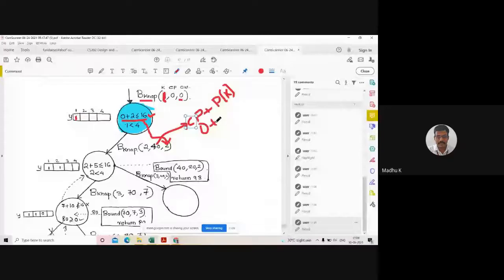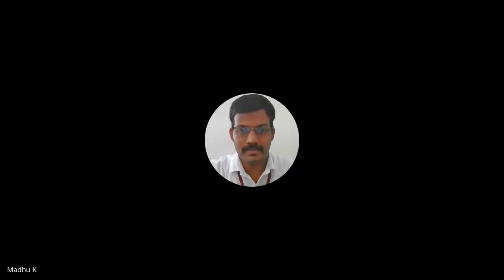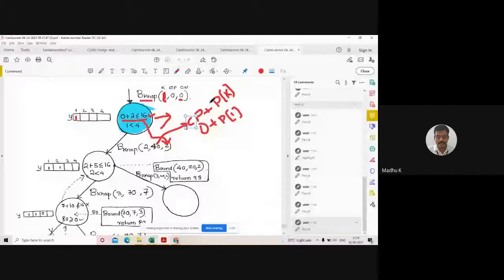Profit of 1. K is 1 now. So P of 1. So it will be equal to 1. So P of k is 0 plus P of 1. What is P of 1? Profit of the first object, which is 40.